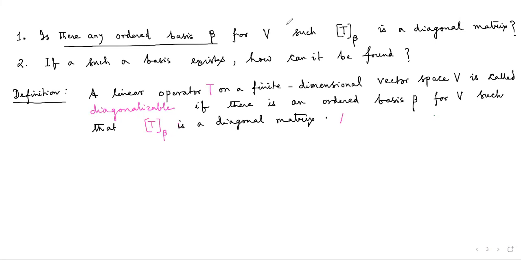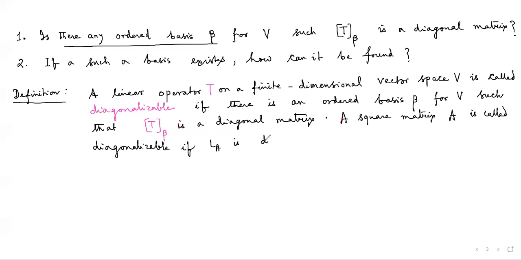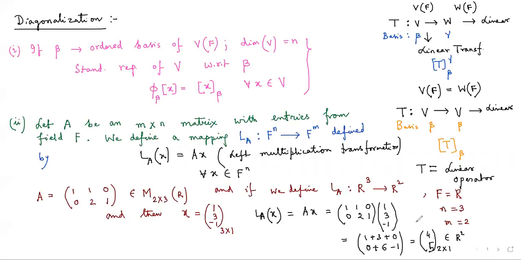Similarly, we can say that a square matrix capital A is called diagonalizable if LA is diagonalizable. And we know that this is LA. LA has already been defined for you.